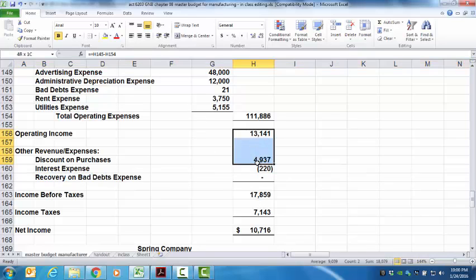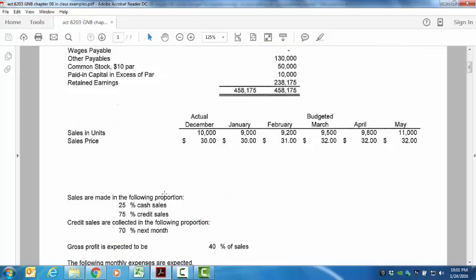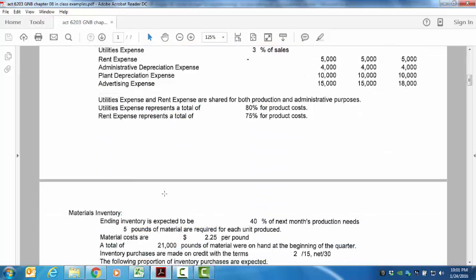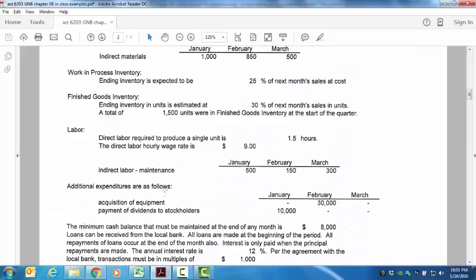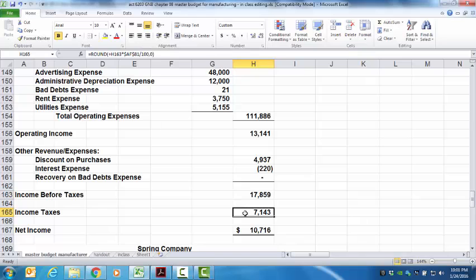So I'm going to combine all of those three figures, and that says your income before taxes is $17,859. To get the taxes, we will go one more time back to the data sheet, and this is on the second page. And it's right before the required. It says your tax rate is 40%. So I will simply say 40% of your income.